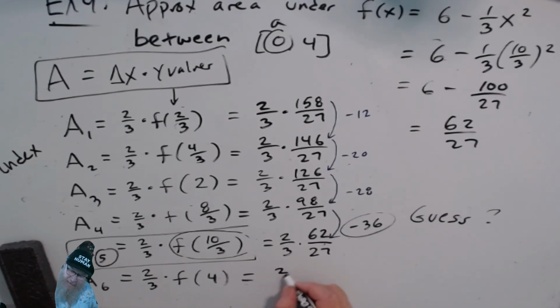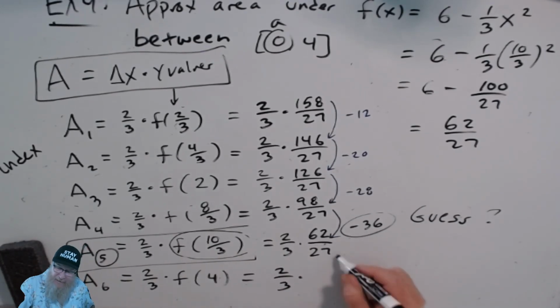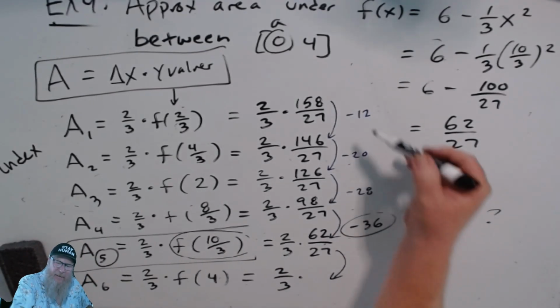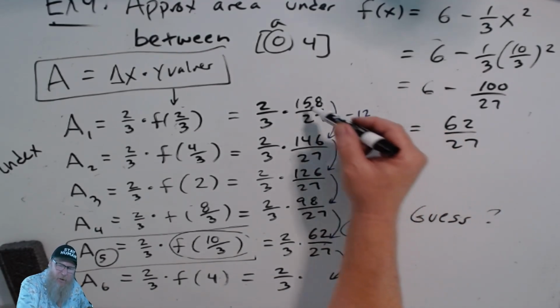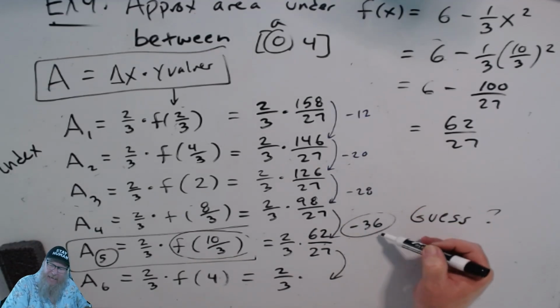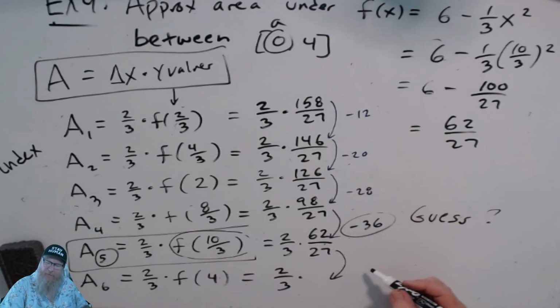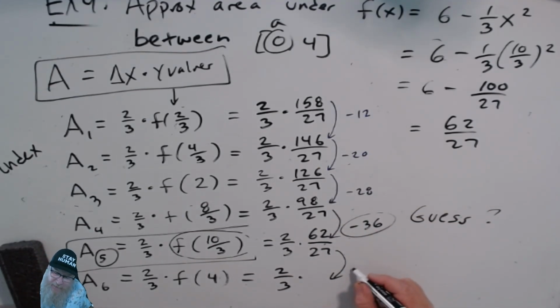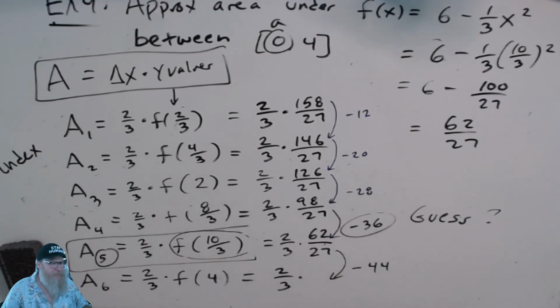So then I'm going to do the last one by saying, well, it's got to be the same pattern. This one went down by 12, the numerator. The next numerator went down by 20, then down by 28, then down by 36. So another 8 more would be down by 44. 62 minus 44.